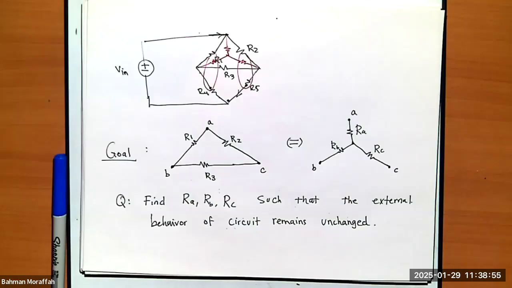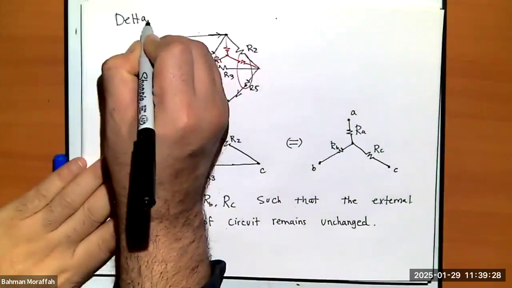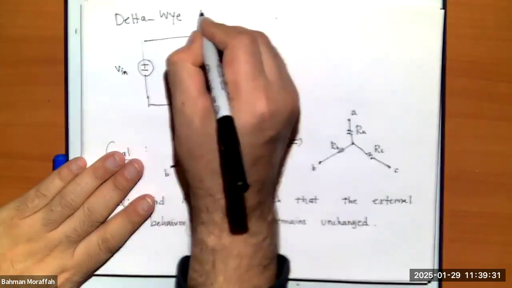Let's see if we can actually do that. But look at this guy. If we're able to do this, this makes our life much easier, right? And because this is a very famous thing, this is called Delta-Wye transformation. Because this guy looks like a delta, this looks like an upside down Y, they call it Delta-Wye transformation.